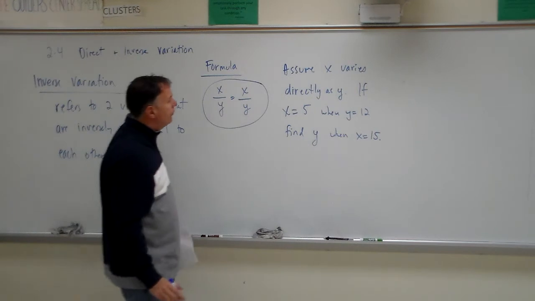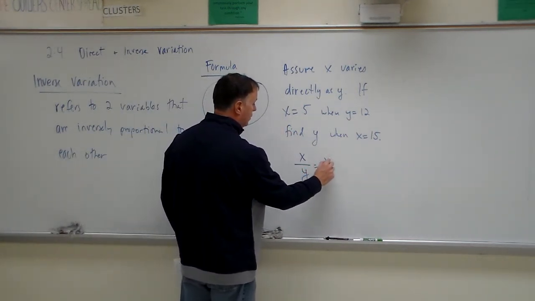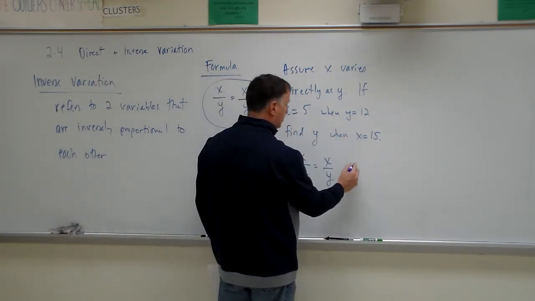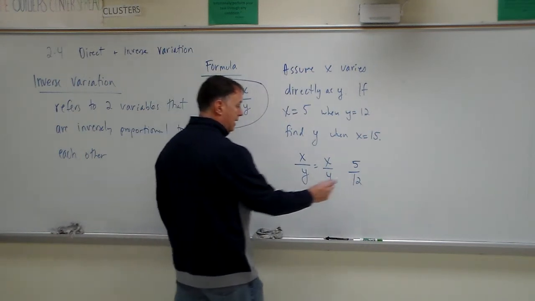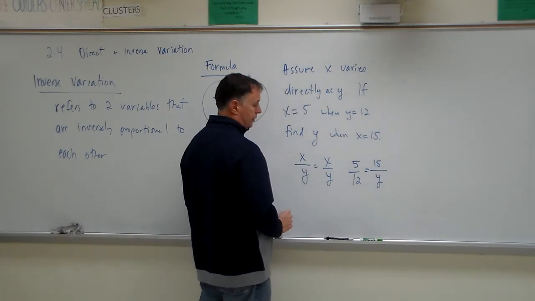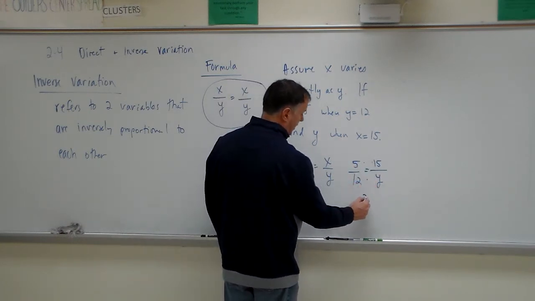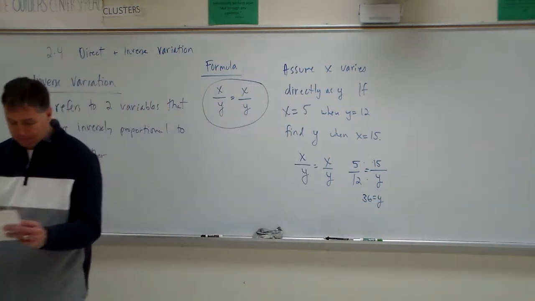Okay, so x varies directly as y. So I make x over y equal to x over y. It says x is 5 when y is 12. Find y when x is 15. So again, 5 times what is 15? 3. 12 times 3 is 36. So y equals 36. Okay, hopefully you got it.